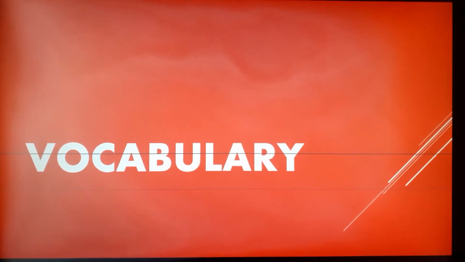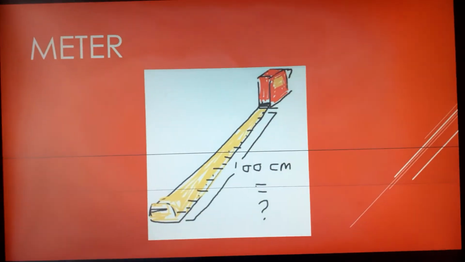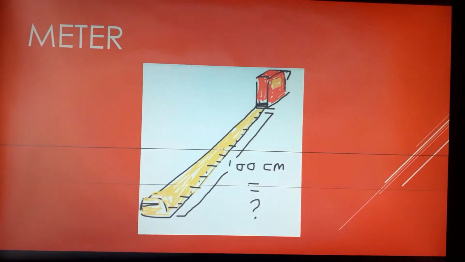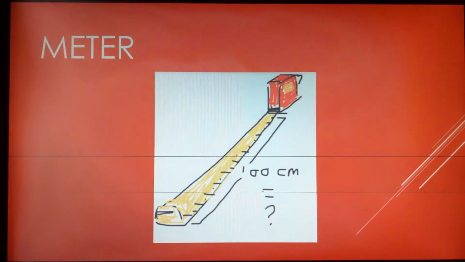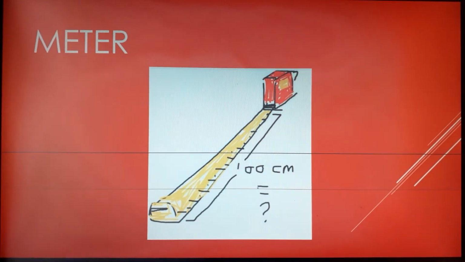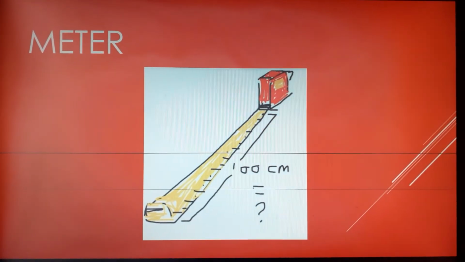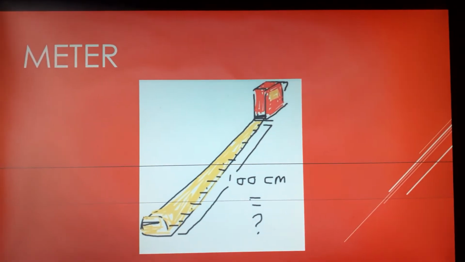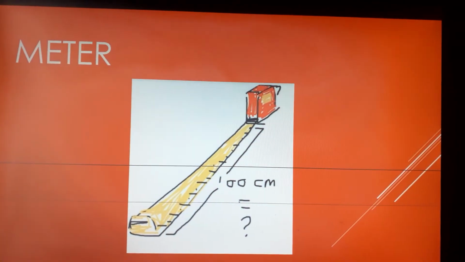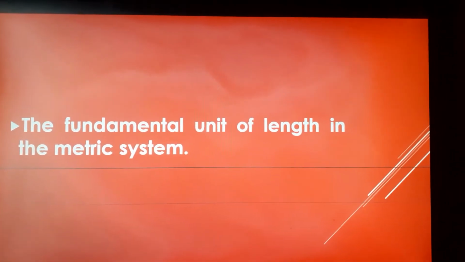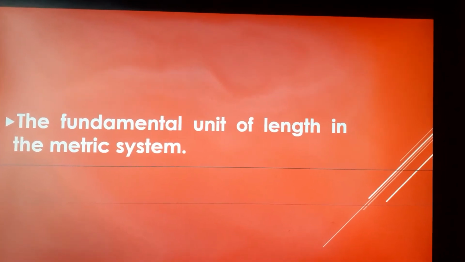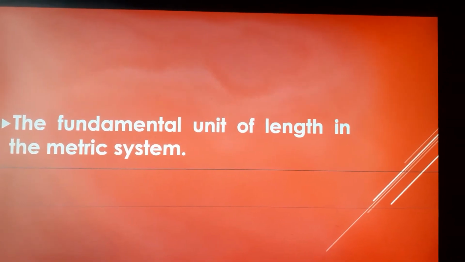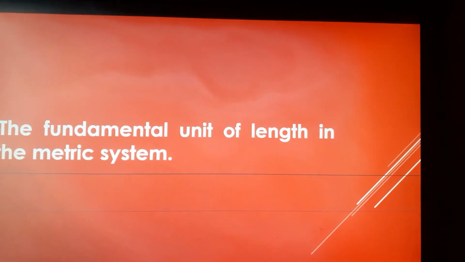We are going to continue with our vocabulary words. The first one is meter. I think that you have already seen a meter at home or maybe at school. We use the meter to measure the amount of distance in something, okay? We can also use a ruler to measure the distance. It says that the meter is a fundamental unit of length in the metric system. So as I told you, the meter is going to help us figure out the distance of a length.